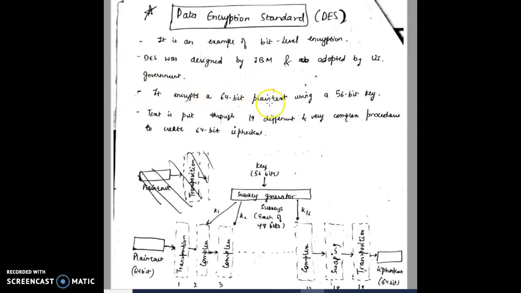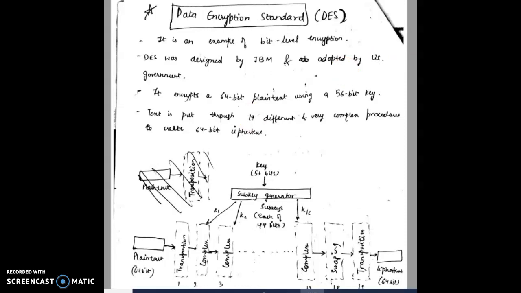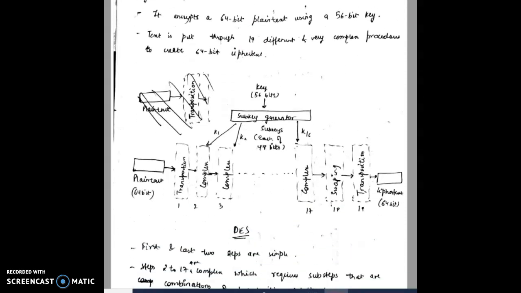It encrypts a 64-bit plain text using a 56-bit key. What I mean by this is that it is a bit level encryption. That means a plain text, it can be any document, a text, an audio, a video. You divide that into blocks of 64 bits each. That will be the plain text to be sent. You use a key, your encryption decryption key, which is 56 bits long for encrypting the data. The text is put through different stages. We take a total of 19 stages through which it will pass, and these are very complex stages. 64-bit plain text is sent and 64-bit cipher text is received.